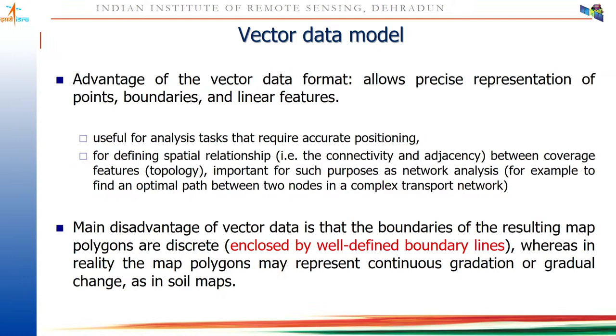The main limitation or disadvantage of vector data is that the boundaries of the resulting map polygons are discrete, enclosed by well-defined boundaries, whereas in reality the map polygons may represent continuous gradations or gradual change, for example in a soil map, rainfall, or temperature.